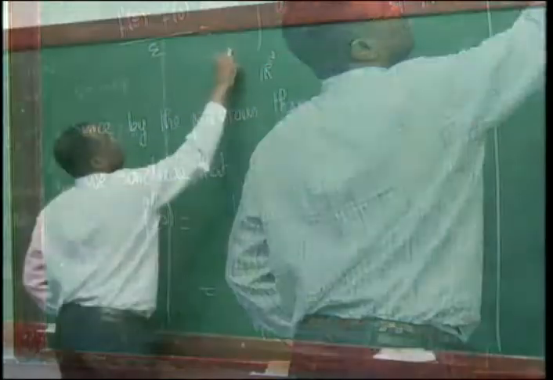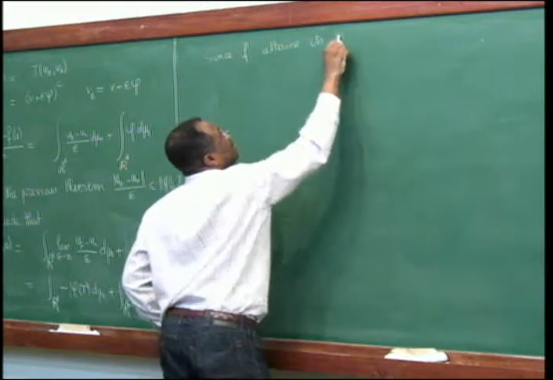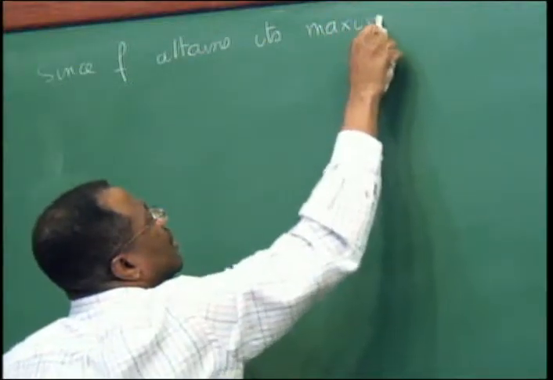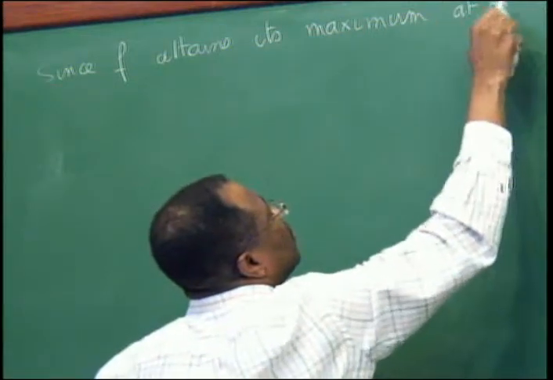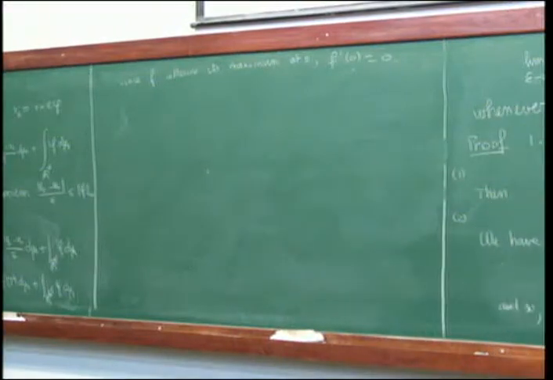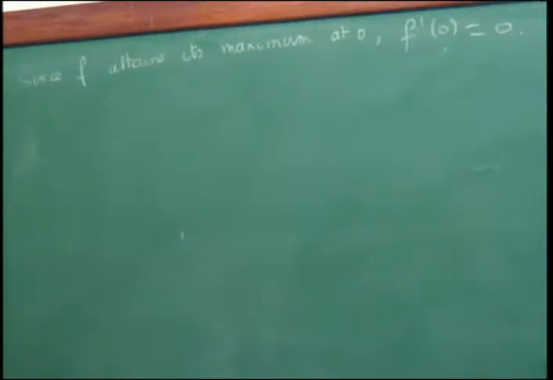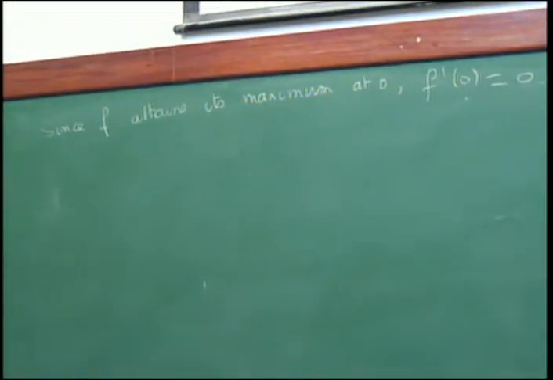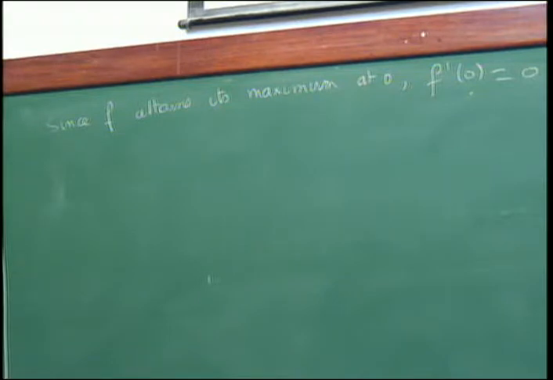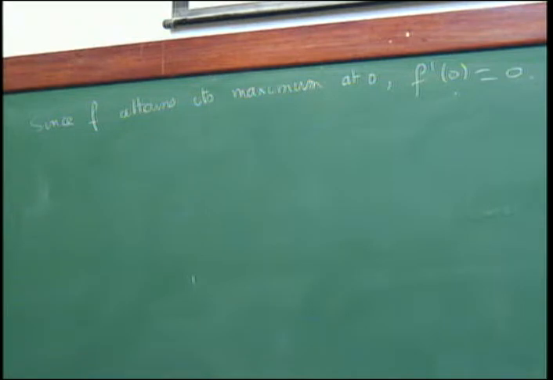Since f attains its maximum at 0, f prime of 0 must be 0. So my assumption was U, V maximizes J over UC. Since u epsilon, v epsilon belong to UC, it means that f attains its maximum at 0. And so the derivative of f at 0 must be 0.